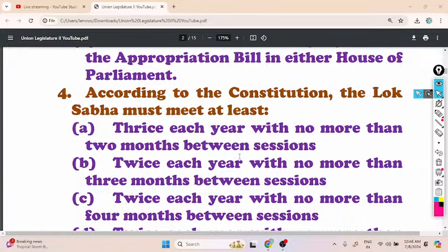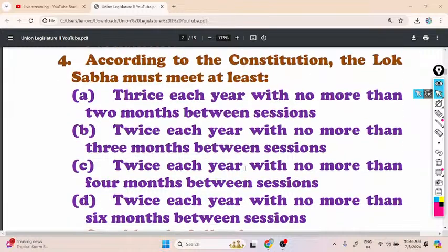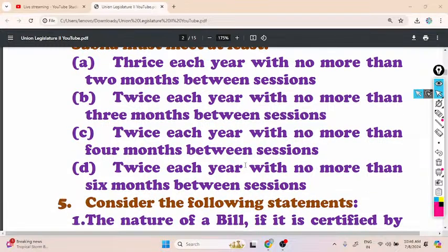Number 4: according to the Constitution of India, Lok Sabha must meet at least. Article 85 of the Constitution deals with the sessions. According to this article, Lok Sabha must meet twice each year, with not more than 6 months between sessions. There cannot be a gap of more than 6 months between 2 sessions. That means Lok Sabha or Rajya Sabha must meet twice a year at least. They may meet for more time, but they must meet twice. Otherwise it will not be there. D.